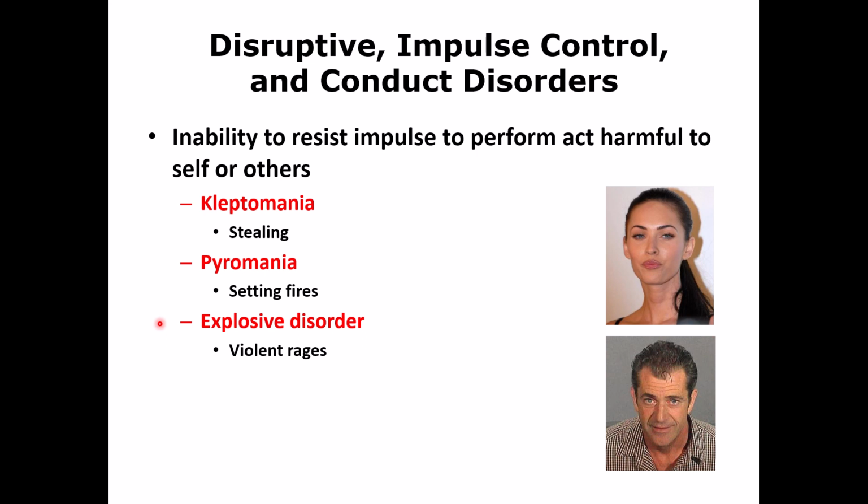Disruptive, impulse-control, and conduct disorders. There are different conditions in which people want to harm themselves or somebody else. One is kleptomania, like stealing. An example is Megan Fox. Pyromania, they want to set fires, so they can do brush fires. Sometimes you have seen it in the news, people go and burn somebody else's houses. They love to set fire to different things. Explosive disorder is when they get very upset, yell at people, fight, and damage properties. An example is Mel Gibson.